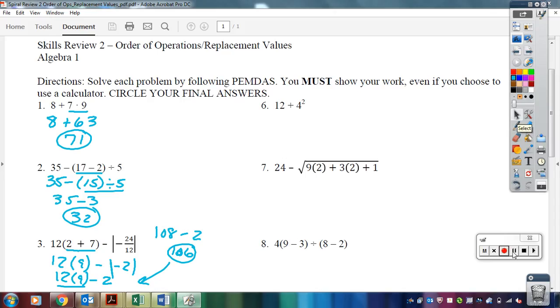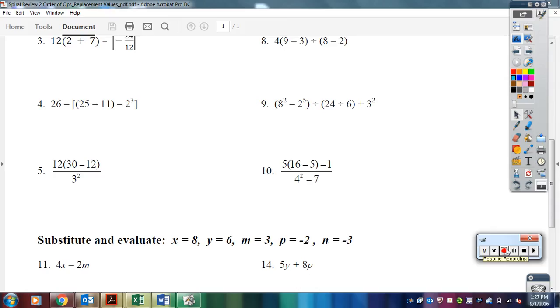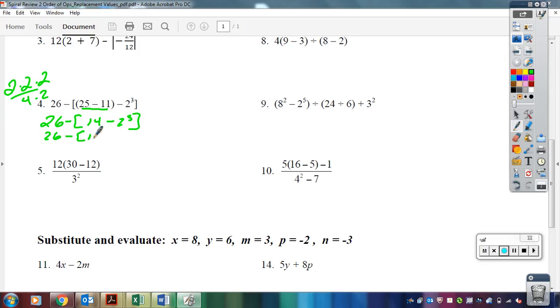Work our way down. Move on to 4 and 5 right here. 4, inside these brackets, which are again grouping, we still go inside the parentheses again. Order of operations, you want to work inside: 26 minus 25 minus 11 is 14 minus 2 cubed. 2 cubed, I'll do this work on the side, is 2 times 2 times 2, or 4 times 2, which is 8. 26 minus 14 minus 8. 26 minus, still inside the parentheses, 14 minus 8 is 6, and then 26 minus 6 is 20.